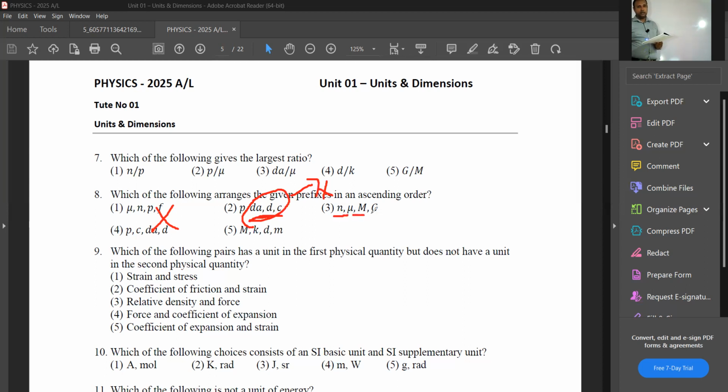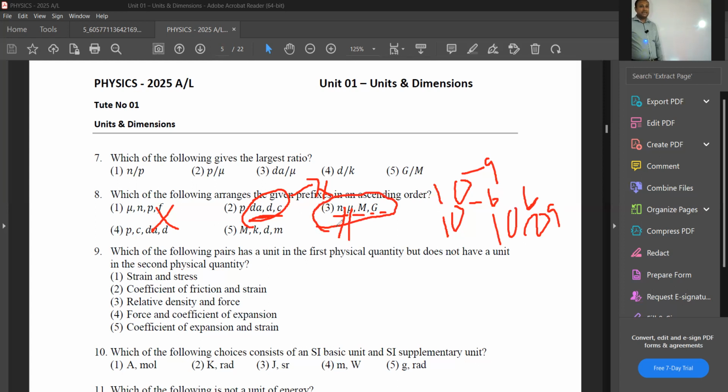This one: nano, micro, mega, giga. Nano is the smallest one. Micro is the next one, because nano is 10 to the power minus 9, micro is 10 to the power minus 6, mega is 10 to the power plus 6, giga is 10 to the power plus 9. So this should be the answer because it is arranged in ascending order.